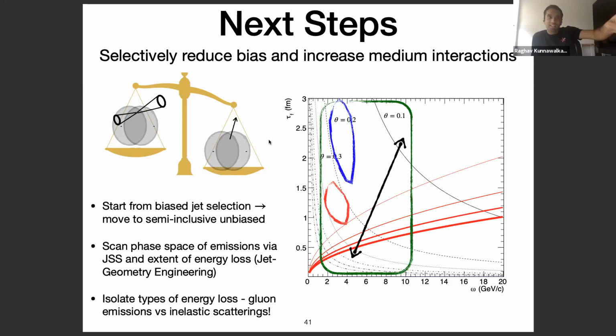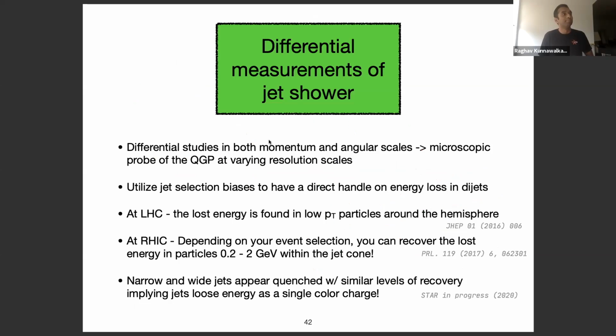And as we scan across this phase diagram, you can go into regions where you have gluon emissions, and also medium-induced radiations that can affect your substructure. That's the goal of this program. So, quickly summarizing, the differential studies, in momentum and angular scales, are a key aspect of probing the QGP at its microscopic scales.